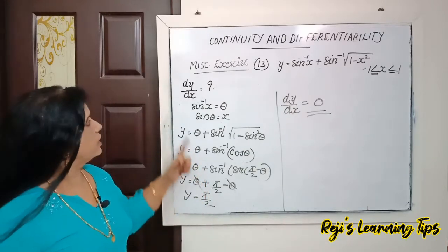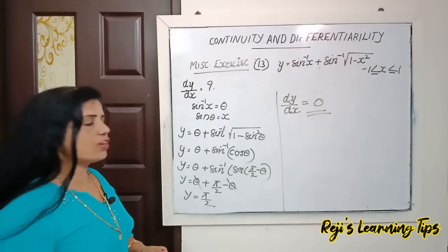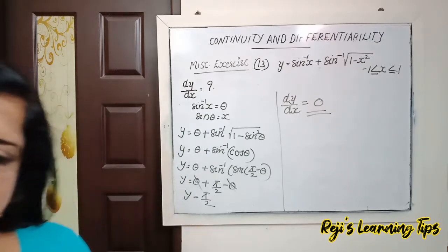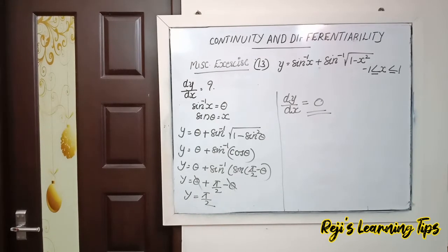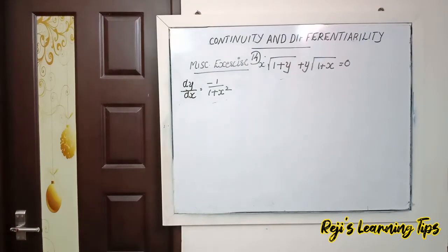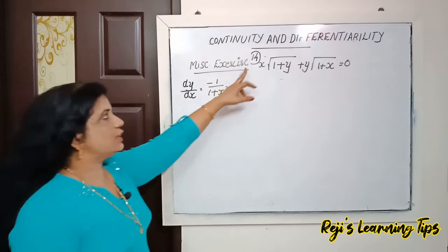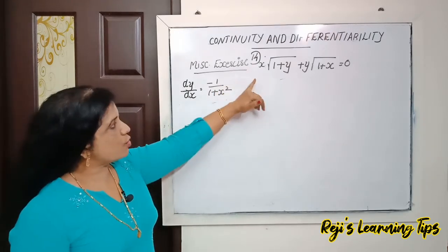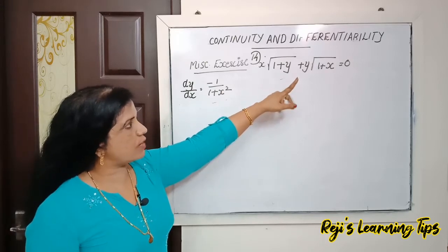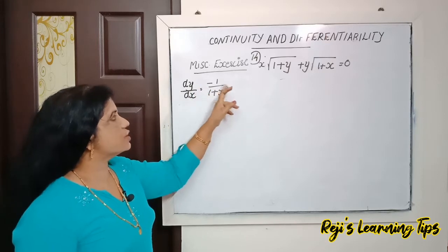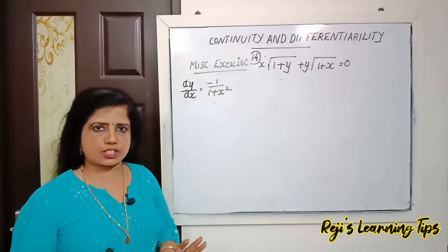Okay, understood? Then we can see the 14th question. Ready? Okay, then 14th question. x into root of 1 plus y, plus y into root of 1 plus x, is equal to 0. Prove that dy by dx is equal to minus 1 divided by 1 plus x square.